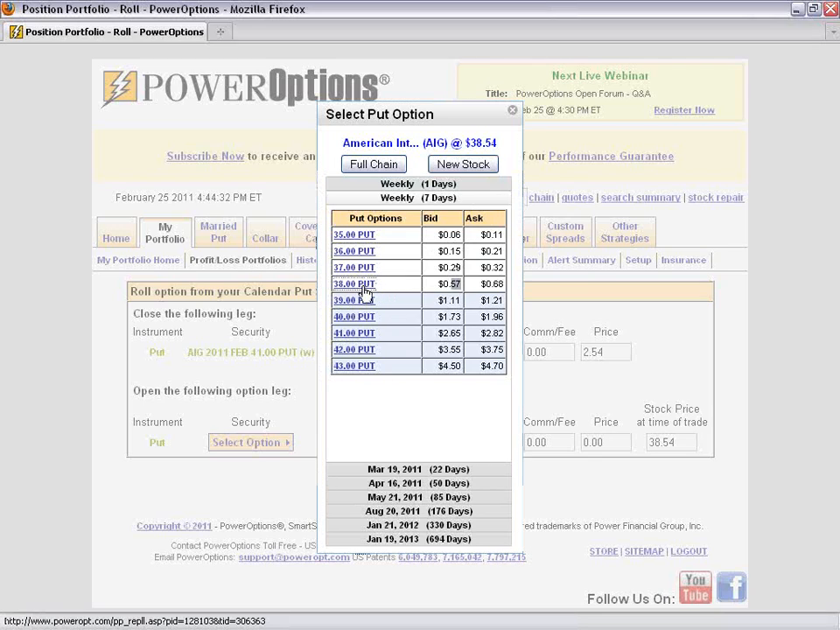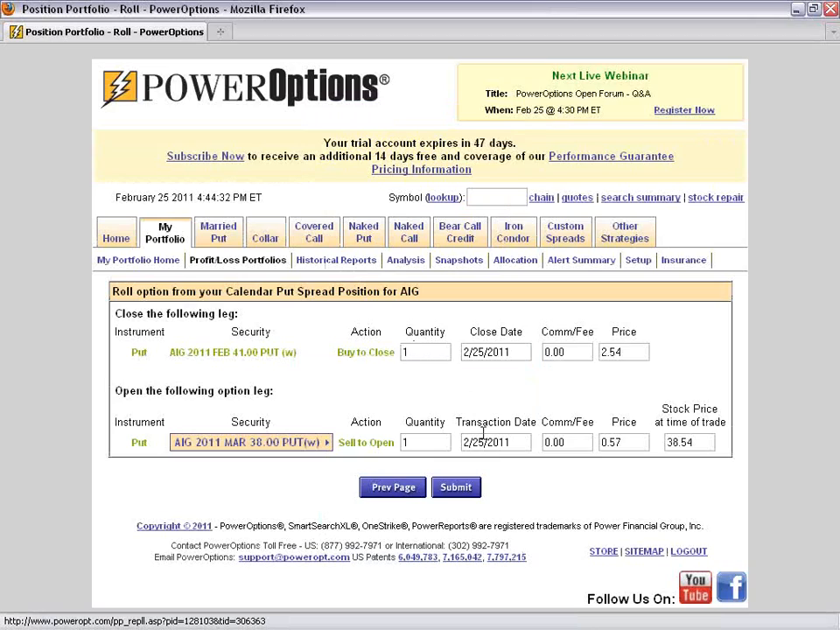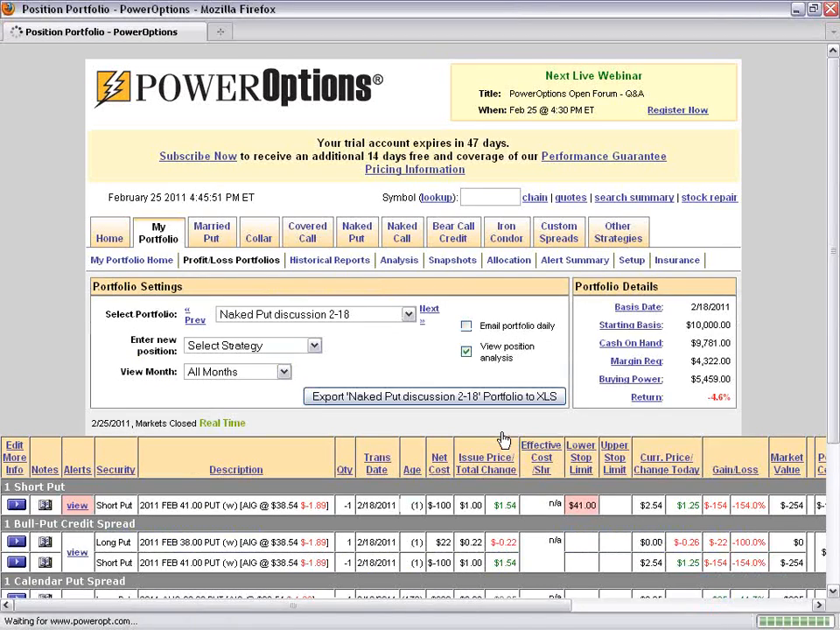So let me do the 38 put. We'll turn this into a horizontal calendar spread. So I'm going to sell next week's March 38 put. We're just keeping it at one contract, zero commission fee. We're going to collect 57 cents. Just take the natural bid price. Let's go ahead and submit that. And then we'll have that now in our portfolio.